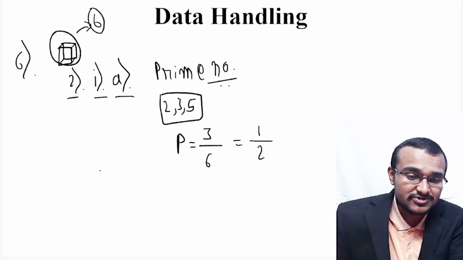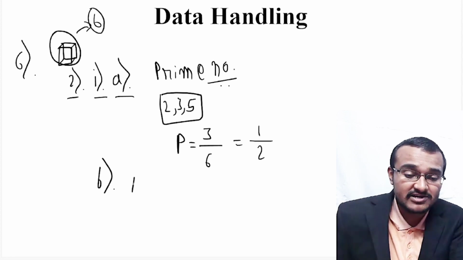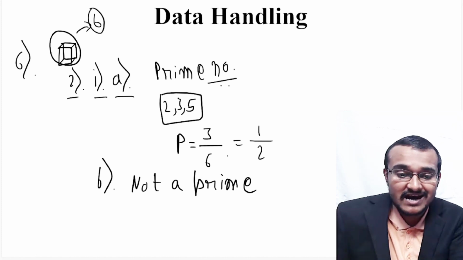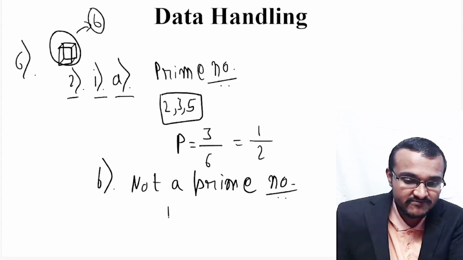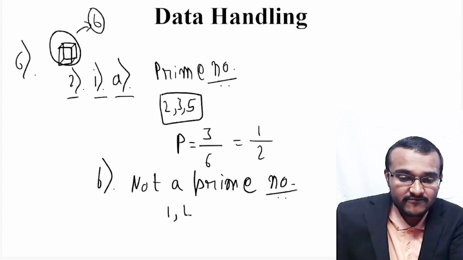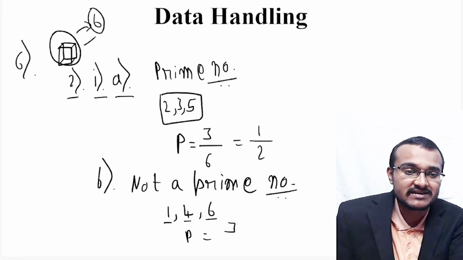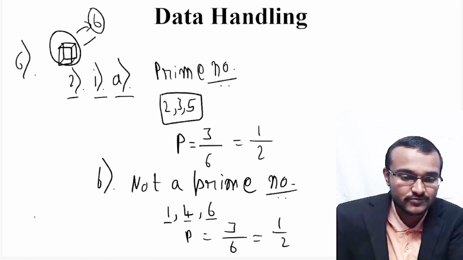So coming to question B in this particular first question, they have given not a prime number. So what are all the outcomes we have got for not a prime number? It is other than 2, 3, 5. So the remaining numbers other than 2, 3, 5 are 1, 4 and 6. So again here the probability will be 3, because we have 3 possible outcomes, and total outcomes when you roll this die will be 6. So it will be again 3 by 6, which is equal to 1 by 2.